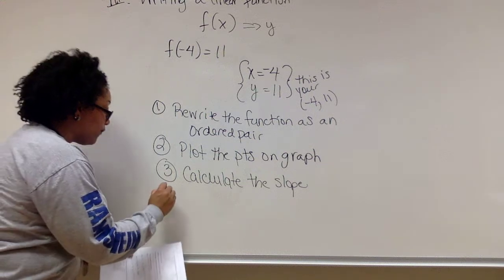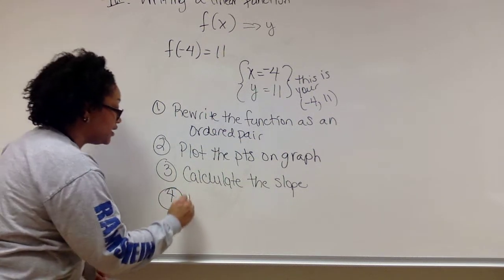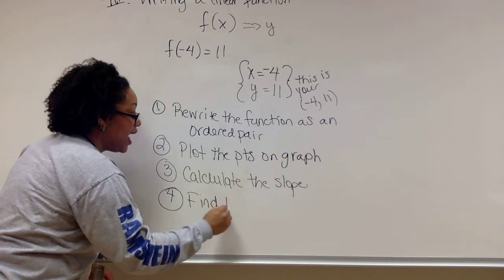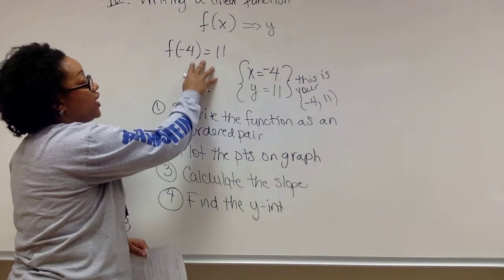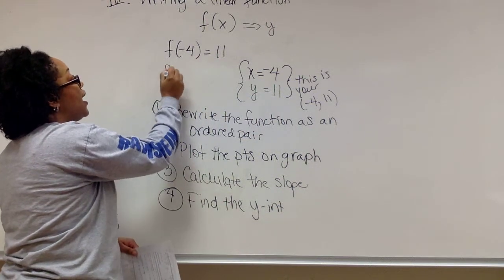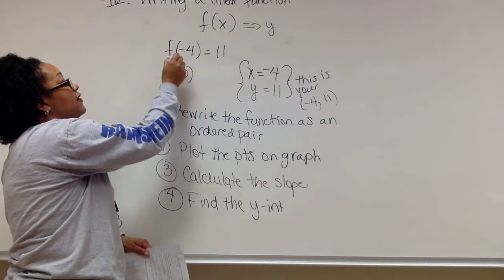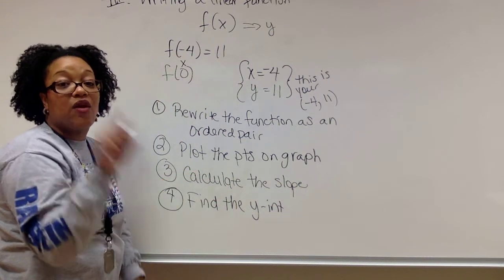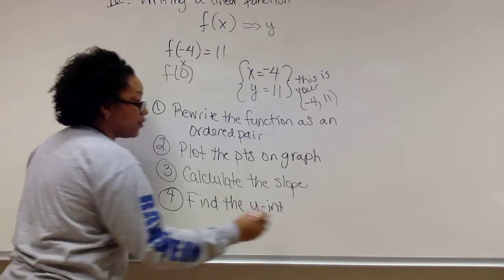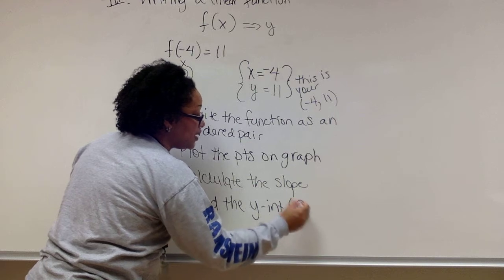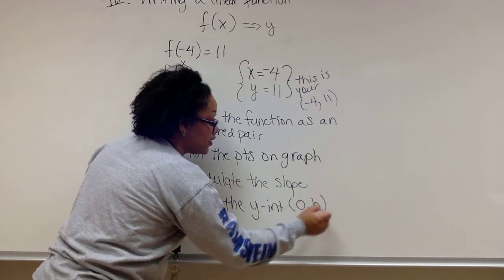Then for step 4, you're going to find the y-intercept. How do you find the y-intercept? They're going to give it to you. One of these equations will have f of 0. When you see the f of 0, that's letting you know that your x is equal to 0. That's going to be your y-intercept, so you can find your b. Remember, your y-intercept is always 0, comma, b. Whatever that number is, that's your b.